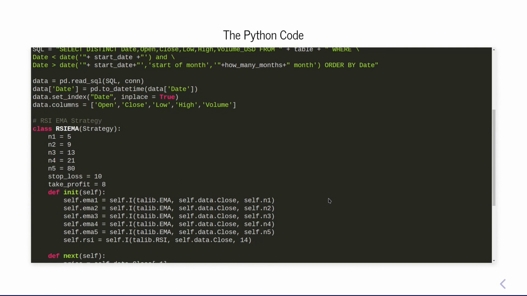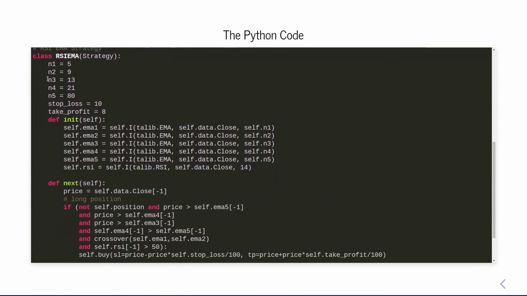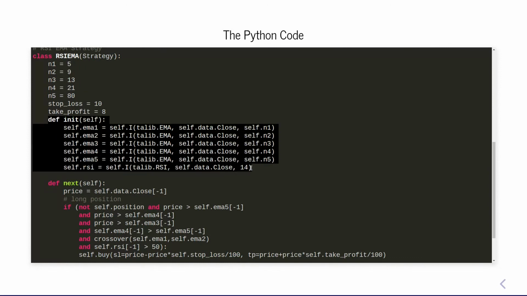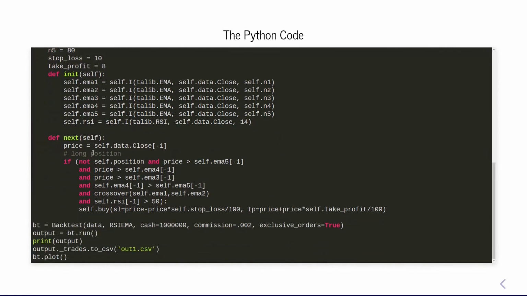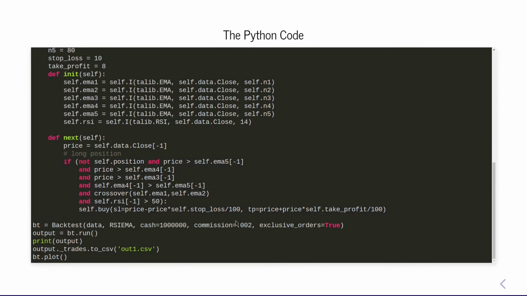Once we have the data, we are ready to test it using the RSI plus EMA strategy. This class does exactly that. First, we set the variables and then we initialize the class and then we define the next method. This is the actual strategy, and then we run the backtest, get our results to output variable and then plot our results.